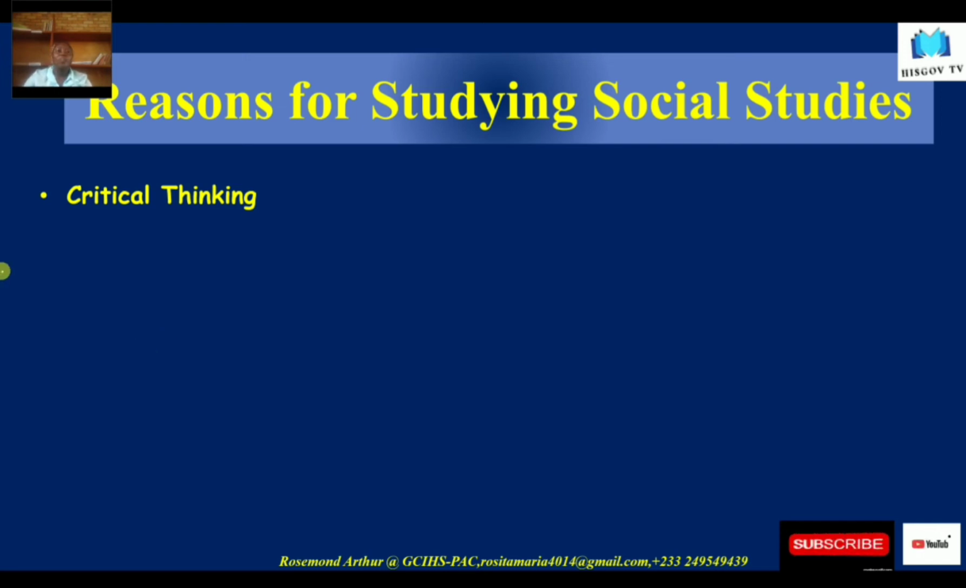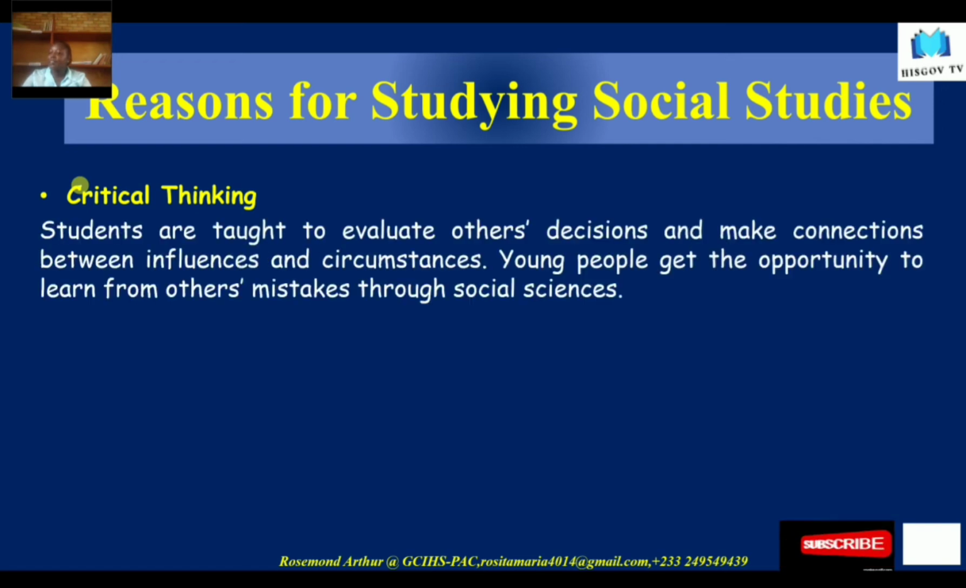Critical thinking. When we say critical thinking, it is the application of logical principles, standards of evidence, and careful reasoning to the analysis and discussion. What it means is that when you learn social studies, students are taught to evaluate others' decisions and make connections between influences and circumstances. Young people get the opportunity to learn from others' mistakes through social sciences or social studies. We learn from others' mistakes. That is what it is telling us.